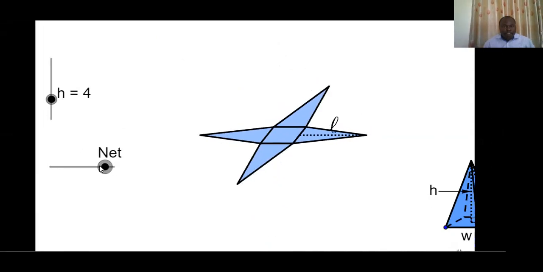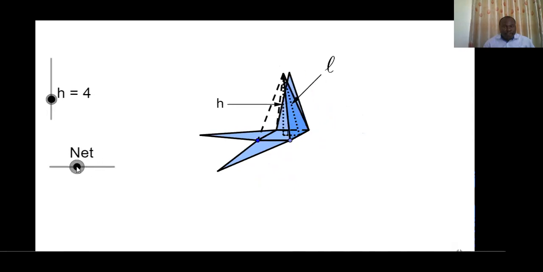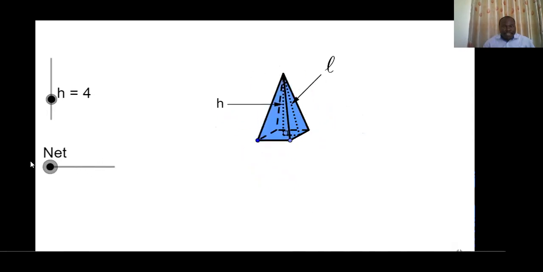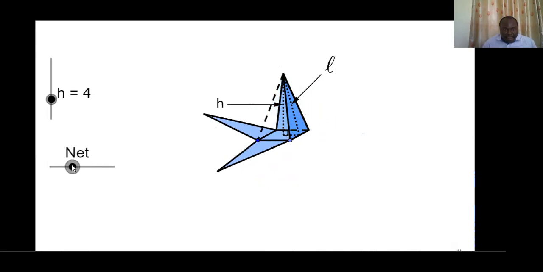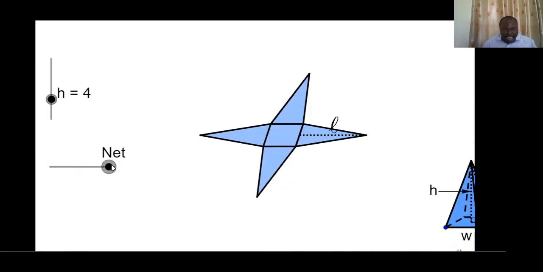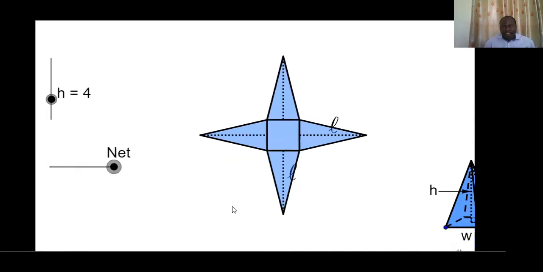Let's try to close that. You see, that is your 3D shape. When you open it, you get a net. You see, so a net looks like this, and it has 1, 2, 3, 4, 5 faces.